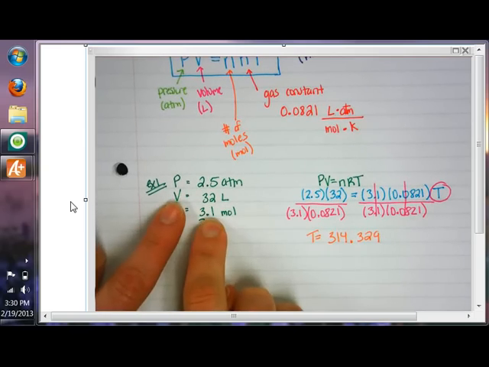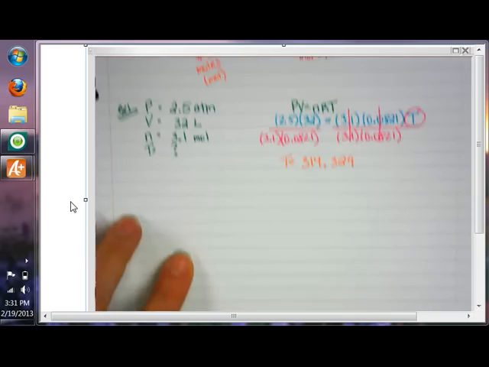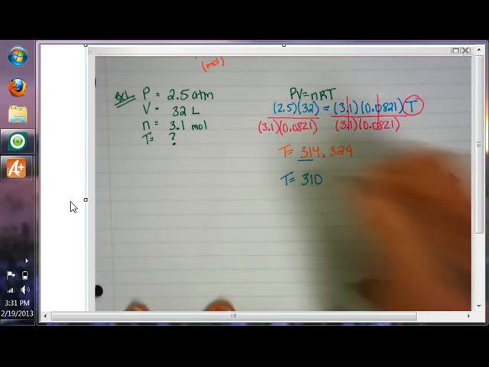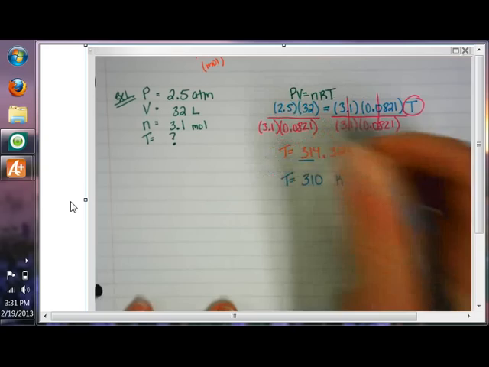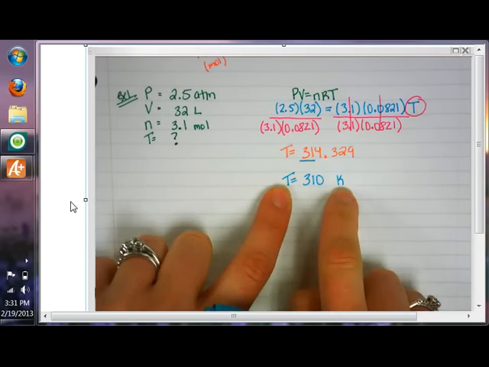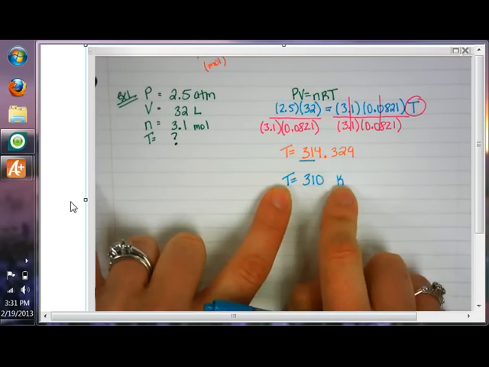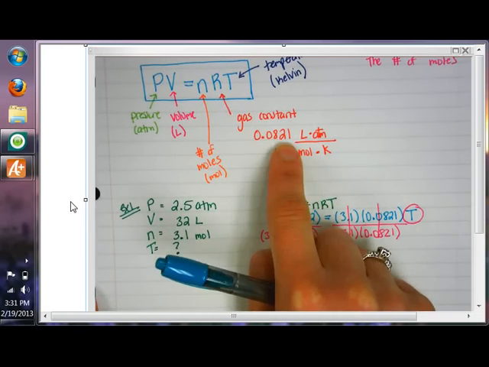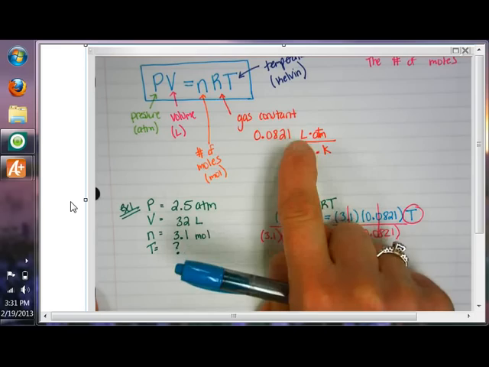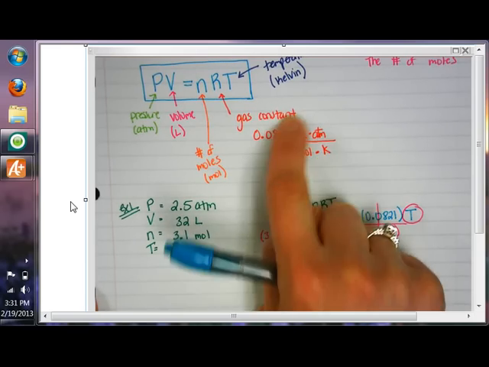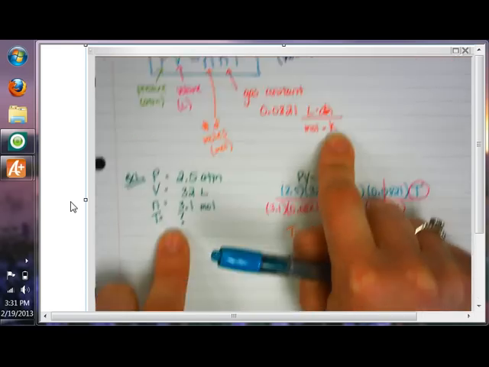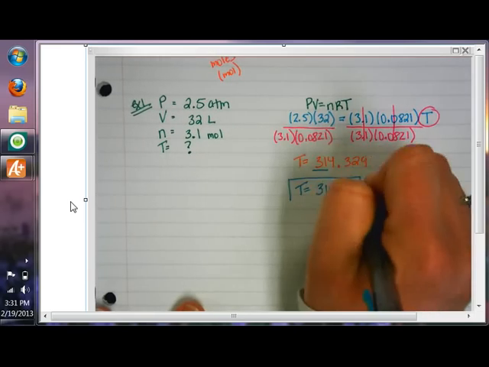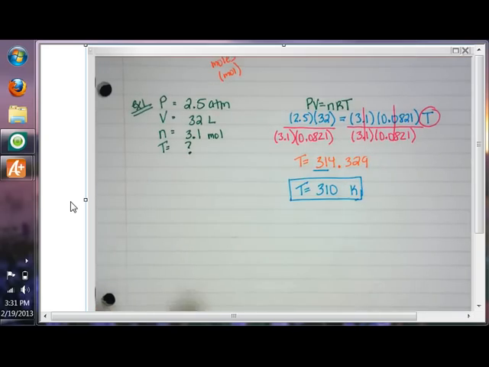Now just look back at your problem: 2, 2, 2. There are two sig figs. So your final answer is T equals 310 Kelvin. Notice where I came up with the temperature unit of Kelvin: I use this constant up here. When I plug in 0.0821, it has to be liters and ATM and moles and Kelvin. That's what that constant is. So the K belongs to temperature, so T is going to be in Kelvin.